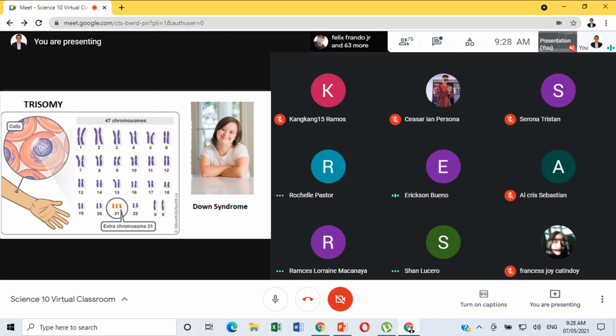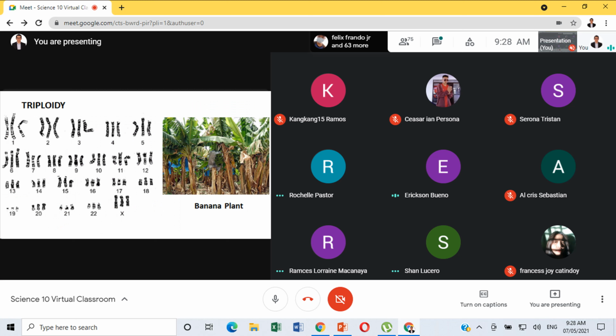So what do you call this condition? This condition is called trisomy. In humans, if a gamete with an extra chromosome number 21 is fertilized by a normal gamete, the resulting zygote has 47 chromosomes instead of 46. So this zygote will develop into a baby with Down syndrome.